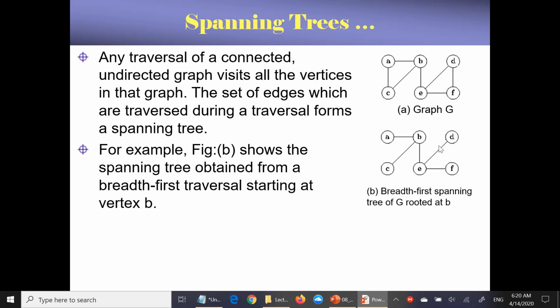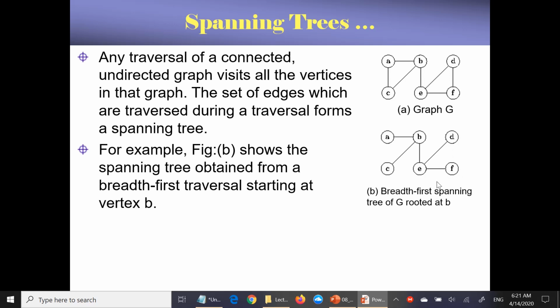A spanning tree simply means the same graph but removing all edges that will create a cycle. You see here there's a cycle. A, B, C is a cycle. So the breadth first traversal allows us to eliminate this edge. So now there is no cycle. Similarly here there is a cycle E, D, F. But the breadth first traversal allows us to remove this edge.